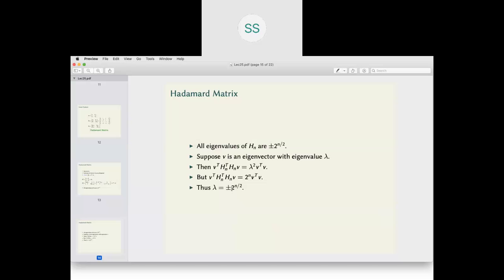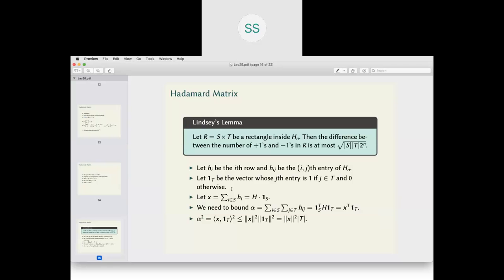So lambda, since V transpose V is not zero, lambda has to be the square root of this, and hence it has to be plus or minus 2 power n by 2. Right? So all the eigenvalues of this, again, multiplicities we are not considering now, and we don't need that as well.